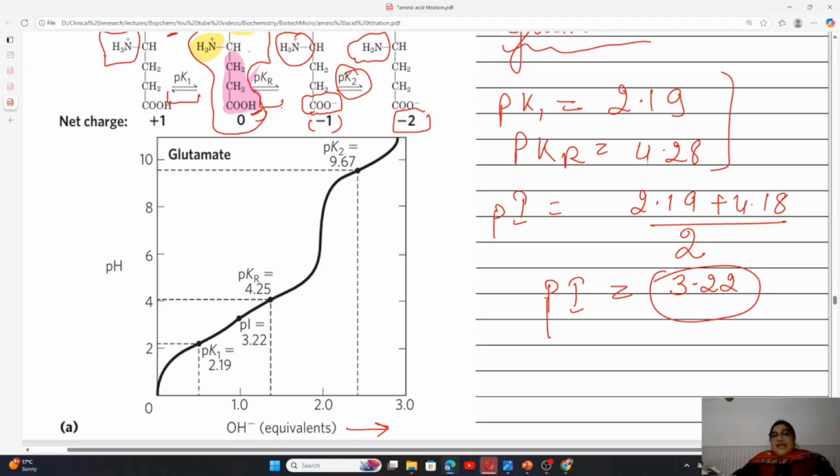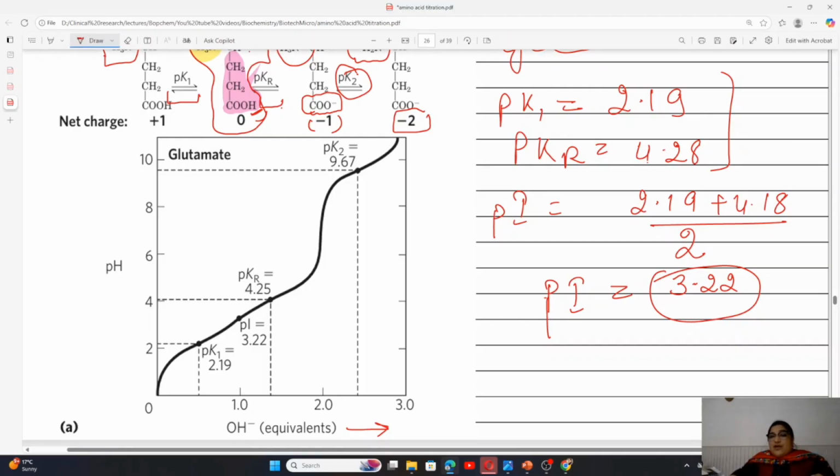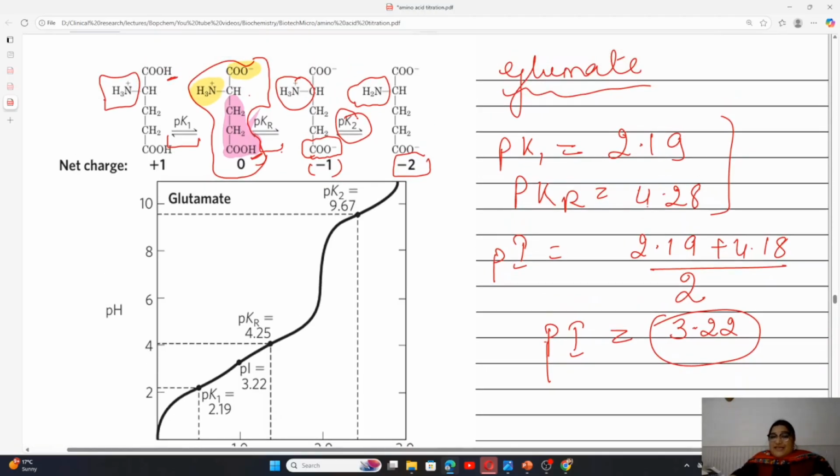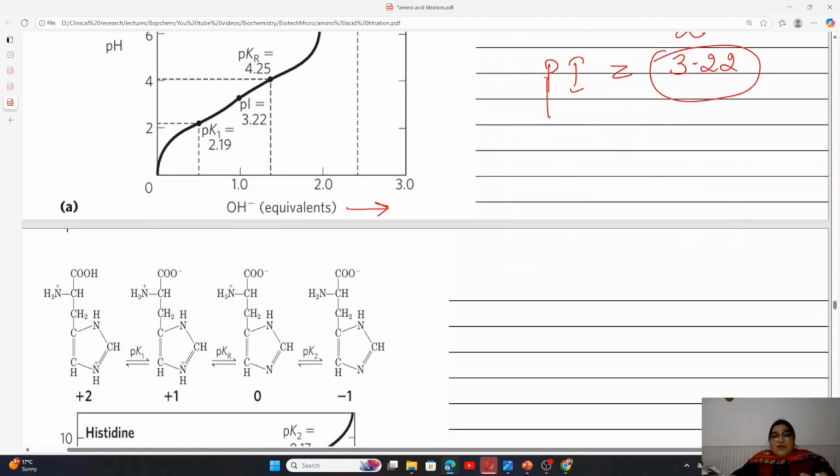So this is how we calculate the pI values, and they hold significance in various examinations, and also in our body applications. All the applications will be related to this pI only, because at the pI the amino acid exists as a zwitterionic structure, and only then will it act as a buffer.